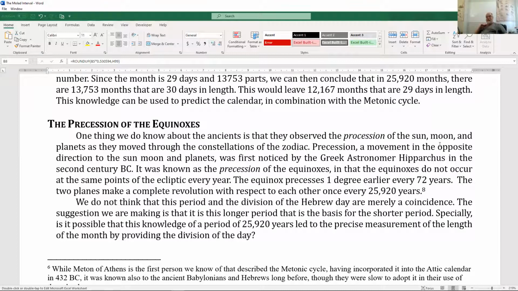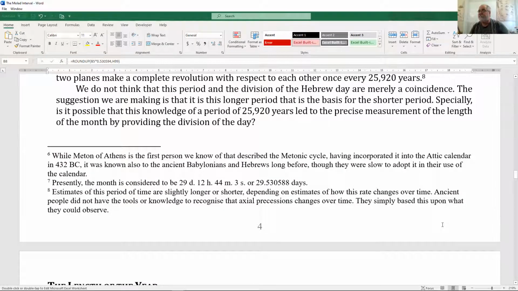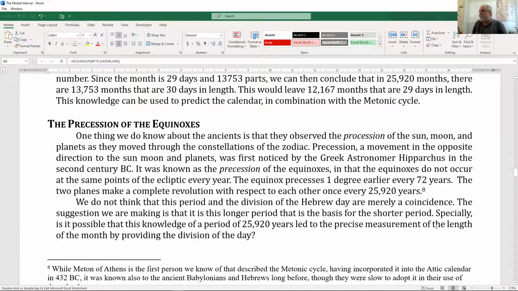But we have this cycle, the precession of the equinoxes, and we're going to come back to this now. There are other civilizations apart from the Hebrews that understood this time period. Yes, it was actually well known in ancient astronomy.